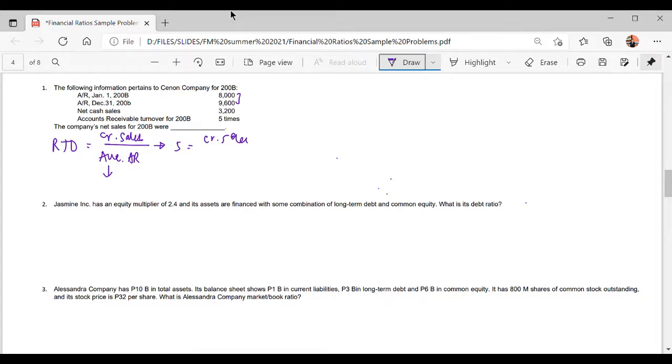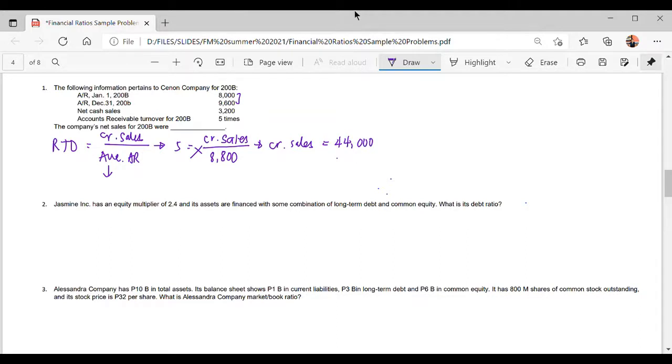Okay, credit sales. Okay, sorry. Okay, again, so you have your RTO is 5 equals your credit sales over your average AR. So we have computed it earlier. That's 8,800. And then cross multiply. So therefore, your credit sales is equivalent to, okay, 88, that's 44,000.